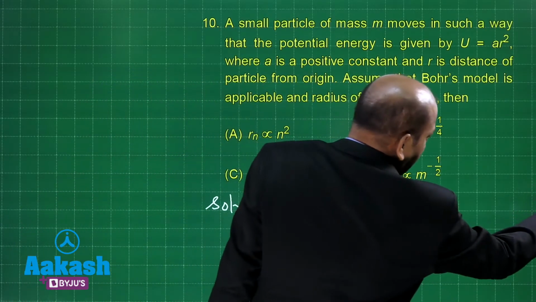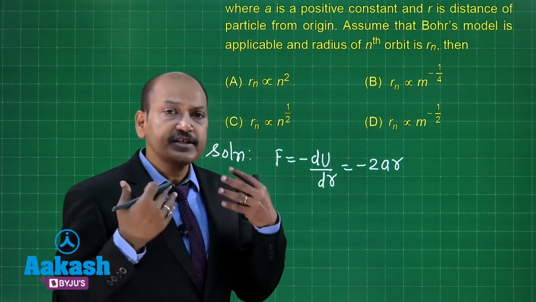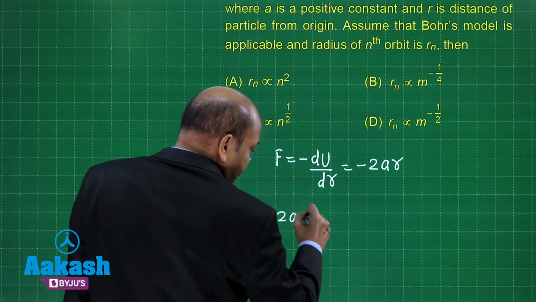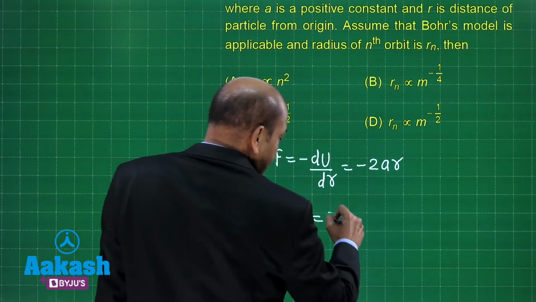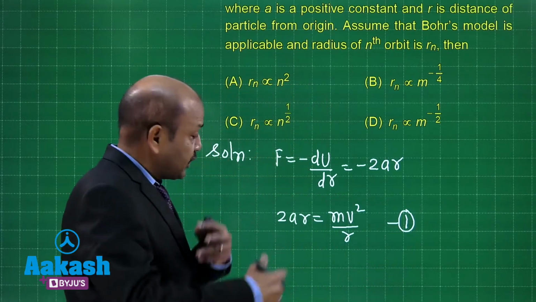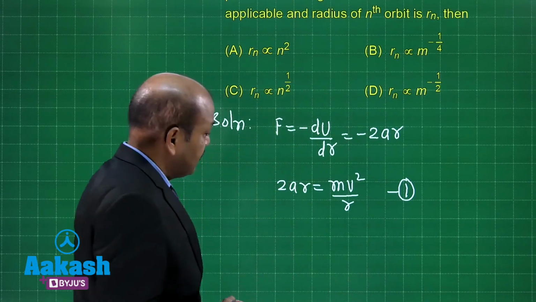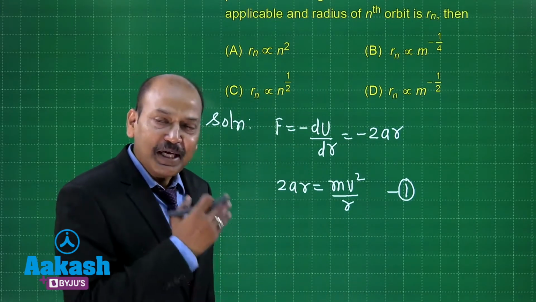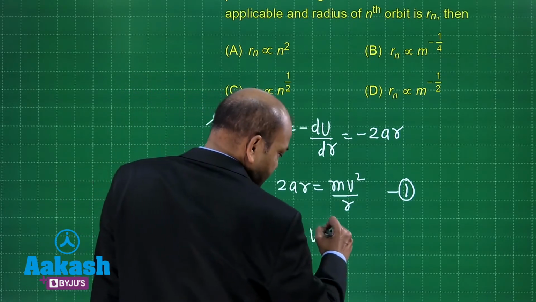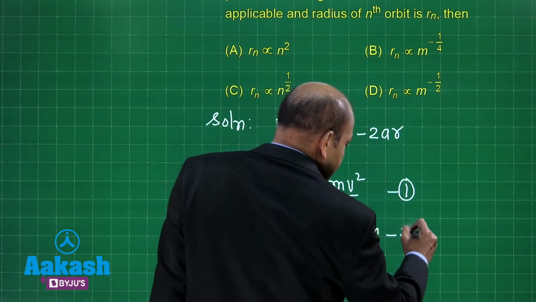So this 2ar we have to equate with mv square by r, because 2ar is the centripetal force. That is the requirement of the centripetal force. And let us also apply Bohr's quantization rule, which is angular momentum mvr equals nh by 2 pi. So we have another expression, mvr equals nh by 2 pi.